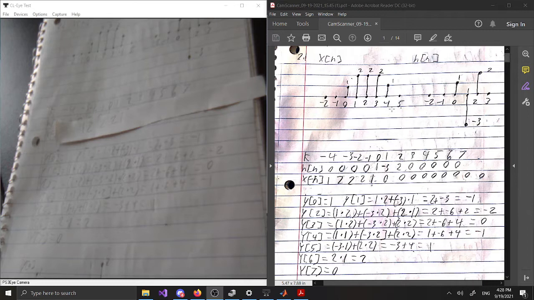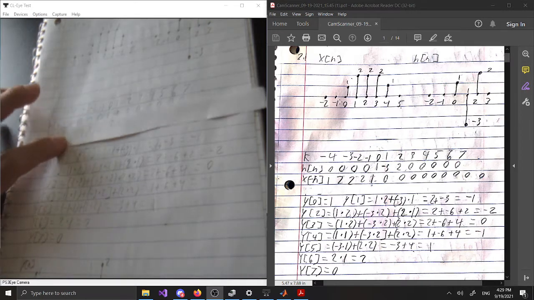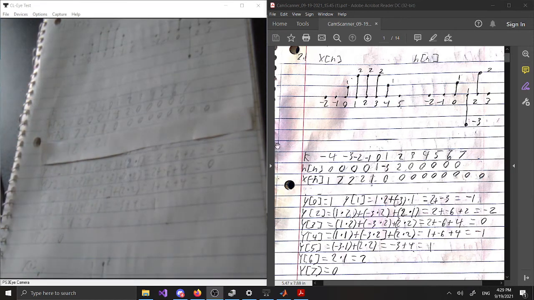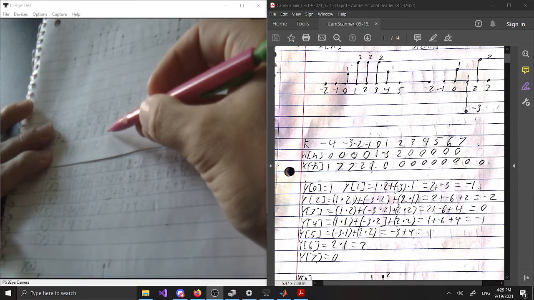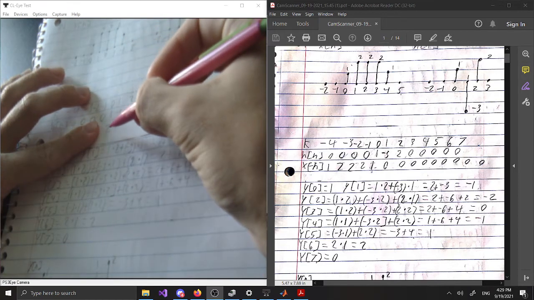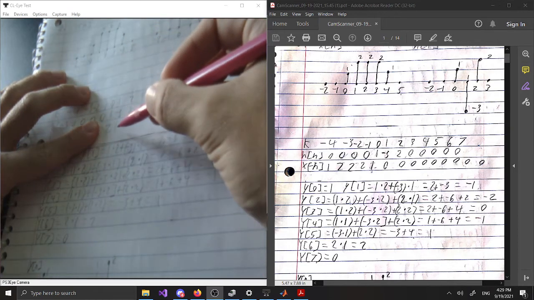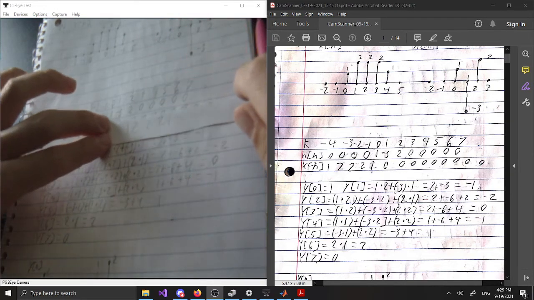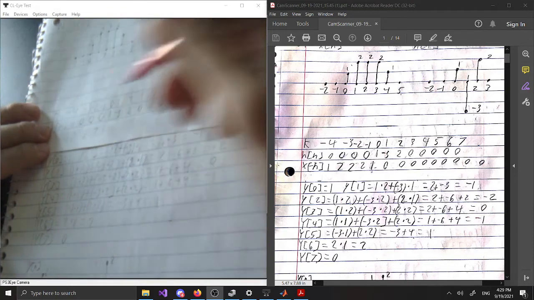For the ticker tape method, we're going to take x of n and make it x of negative n. And then for the ticker tape, we get our little scrap piece of paper, and we're going to move it across, and it's going to be 1 times 1. So if it's like this, say we have 1 times 2 plus negative 3 times 1, that's going to give you negative 1. And we do that all the way across the paper.